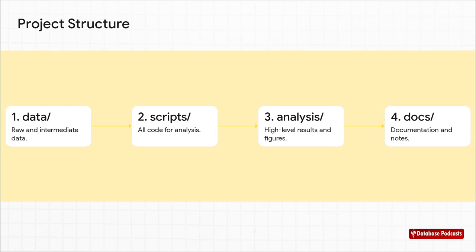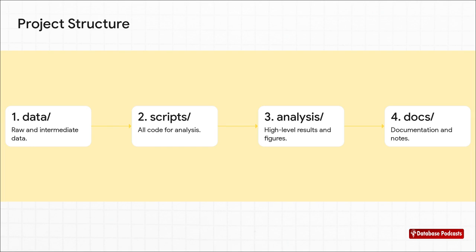So, what does this actually look like? Well, here is a super simple but incredibly powerful structure. First, a data directory. This is for all your raw inputs and any intermediate files you generate. Then, a scripts folder. Every single piece of code you write for this project lives here, no exceptions.